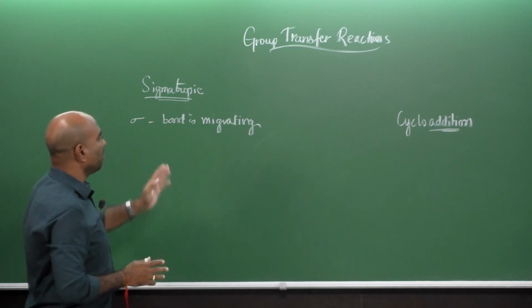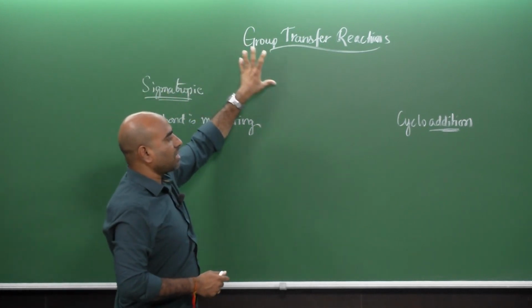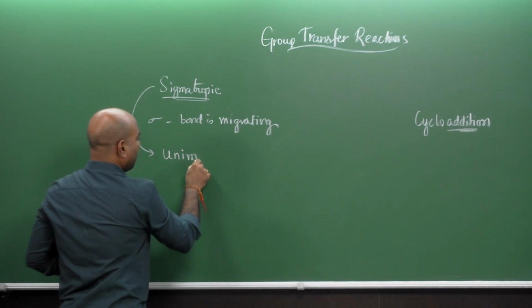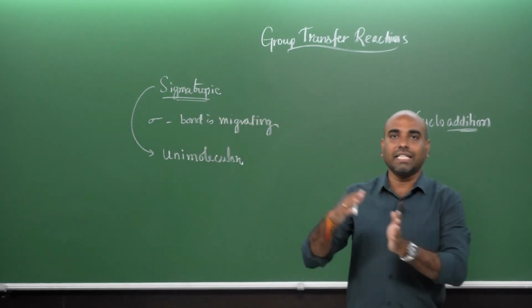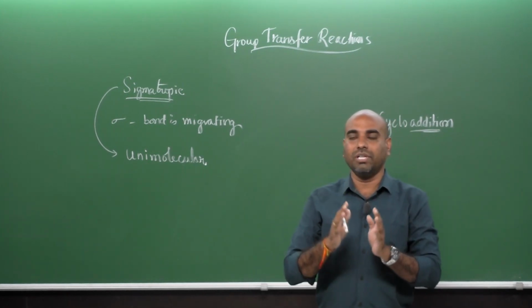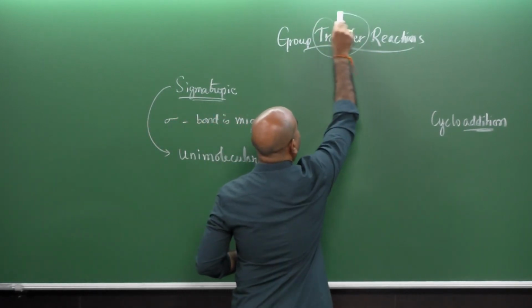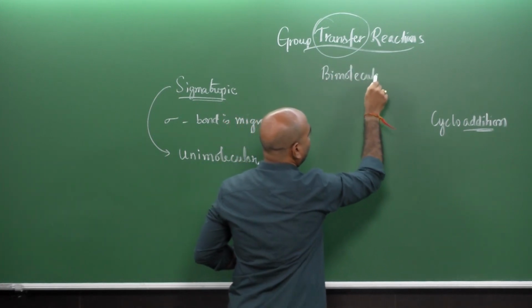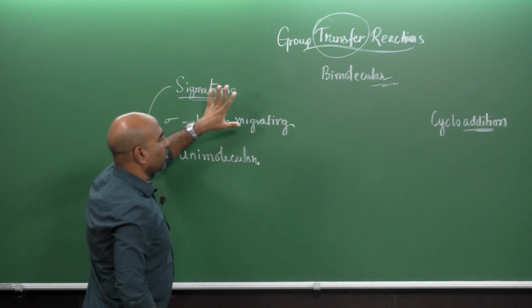But what is the difference you need to observe between group transfer reactions and sigmatropic rearrangements, or group transfer reactions and cycloadditions? Sigmatropic reactions are unimolecular in nature. That means a single molecule will show you the origin of the sigma bond and the termini of the sigma bond, where it is starting and where it is migrating. Only a single individual molecule is involved in sigmatropic rearrangement reactions. Therefore, they are unimolecular in nature. Whereas group transfer reactions involve two molecules, so they are not unimolecular, they are bimolecular in nature. So this is not exactly a sigmatropic rearrangement reaction.